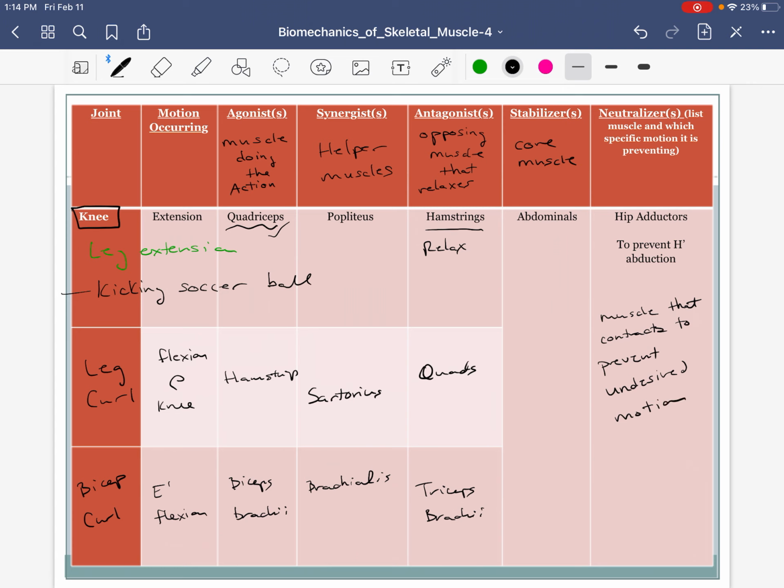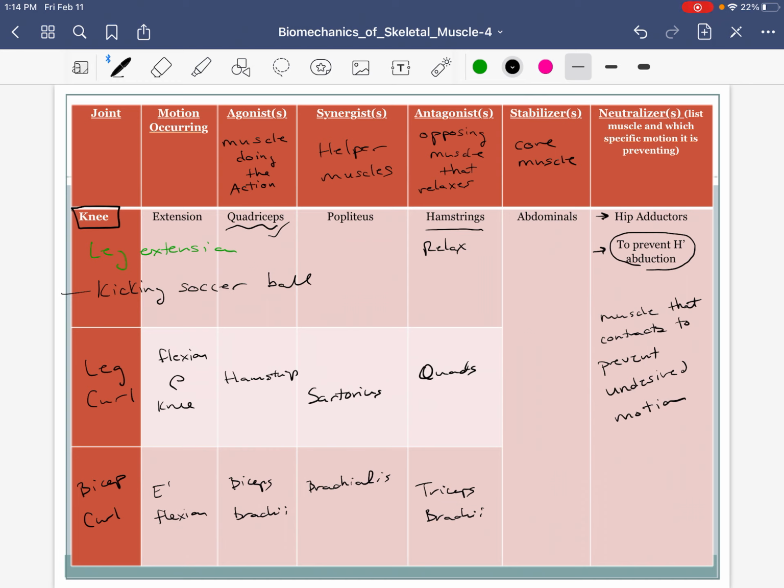A neutralizer is a muscle that contracts to prevent an undesired motion. This tends to be a harder one, but we're just going to keep practicing it. If I think about the first example here, leg extension or kicking a soccer ball, I don't want any hip abduction. So you see in this one, I've given the muscle that's contracting to be a neutralizer and what motion it is trying to prevent. When I'm kicking a soccer ball, I don't want crazy amounts of abduction at my hip.